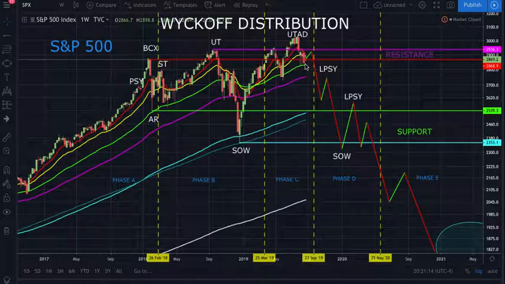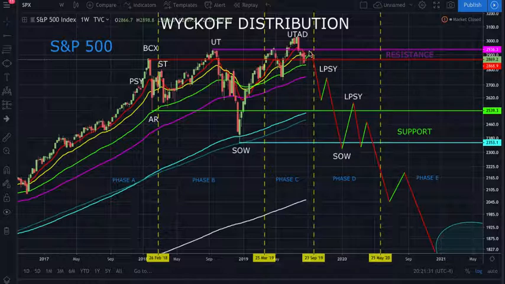There's a little mini distribution phase going on right now. We're going to try to punch up one more time, and when this fails, we're going to dump. And it's going to come down. That's going to give us, essentially, we're going to be entering phase D. We're finishing out phase C right now. We're about to enter into phase D.